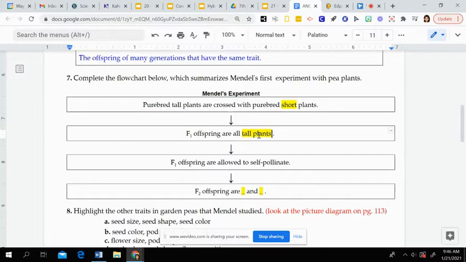Then Mendel allowed those F1 offspring to self-pollinate. And then that second generation, or those F2 offspring, had a mix of tall plants and short plants. So it had a mix there. Okay.